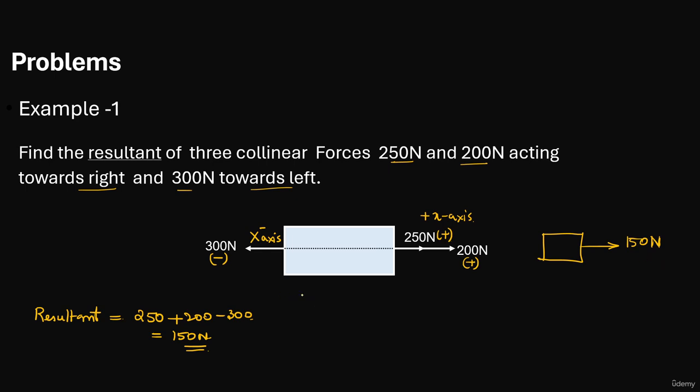Okay, and in case I am interested in finding the equilibrium, then I need to redraw 150 Newton exactly opposite to the resultant. Its magnitude must be the same, but the sense should be opposite, and it should also be collinear with the resultant. So this is called an equilibrium. When it is added to a system, the system will be brought to rest.